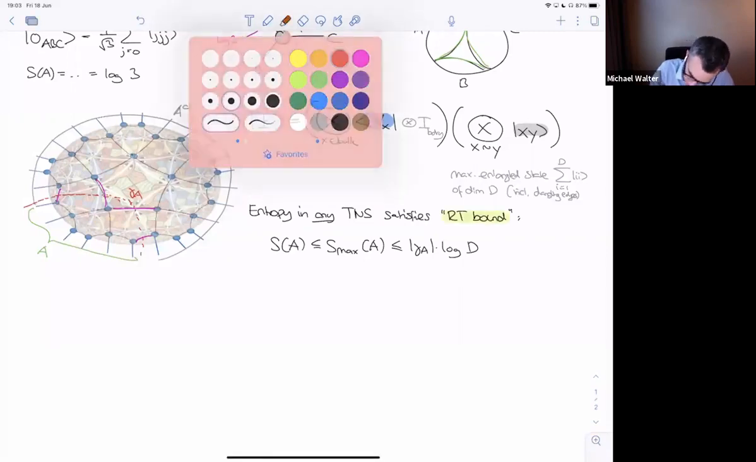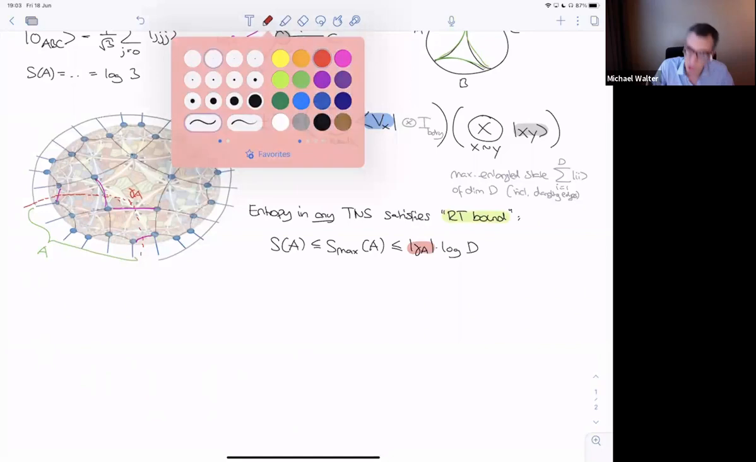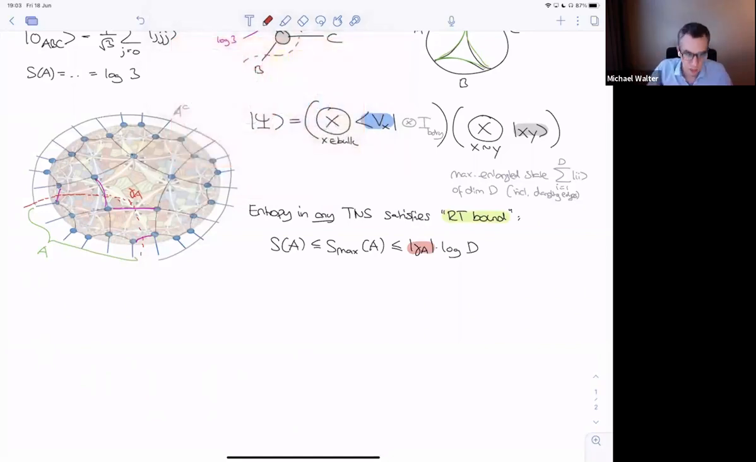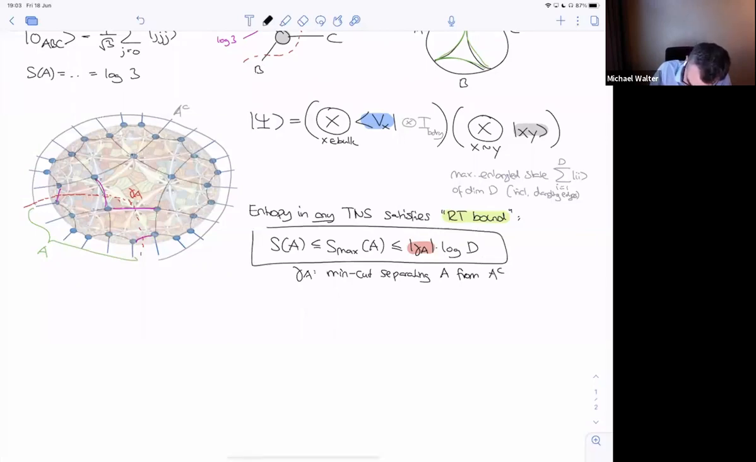Okay, and again, that's the number of bonds in a minimal cut. I'll write this down, so gamma A is the min cut separating A from A complement. D is just the bond dimension of a single bond. Okay, great. So that sounds promising.